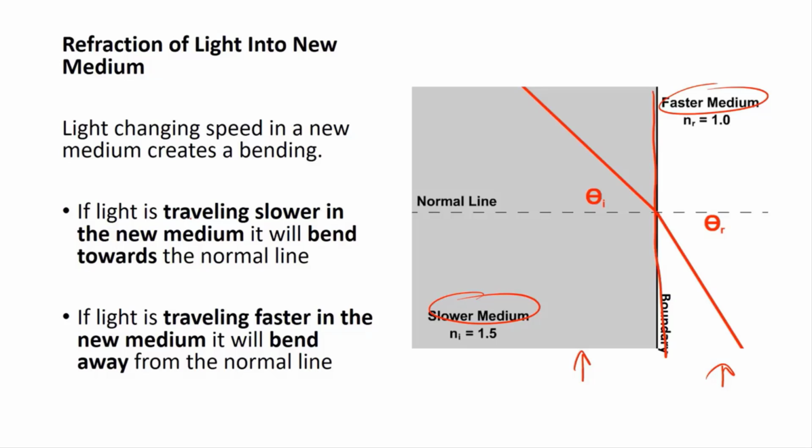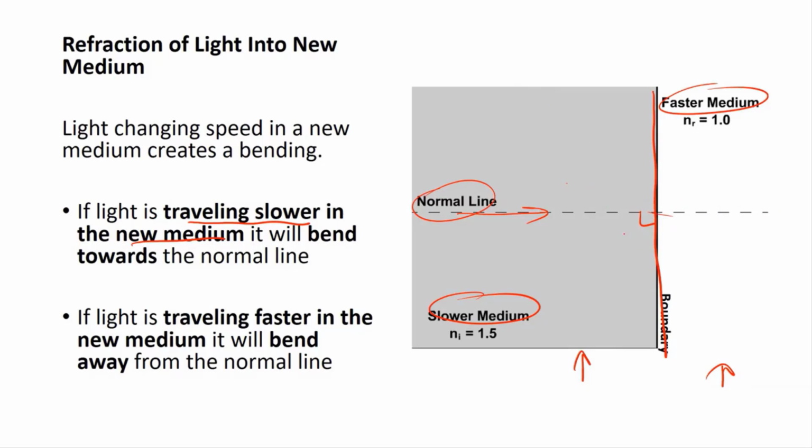So just a reminder from a previous lesson, if you're traveling slower in the new medium, which is not what's happening here, you're going to bend towards the normal line. If you're traveling faster in the new medium, which is what's happening here, you're going to bend away from the normal line. And just to go with some of the definitions, the normal line is this line right here down the middle, and it's just going to be a 90-degree angle to the boundary. That's where we draw it. And since it's refraction, we're going to draw it through. So you notice how the dotted line is going all the way through, past into the new medium.